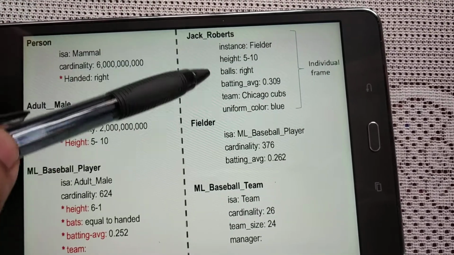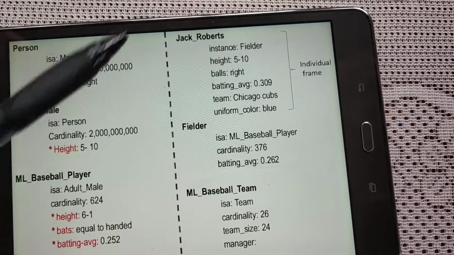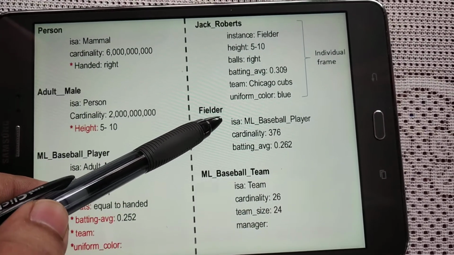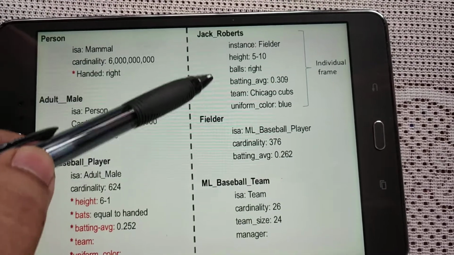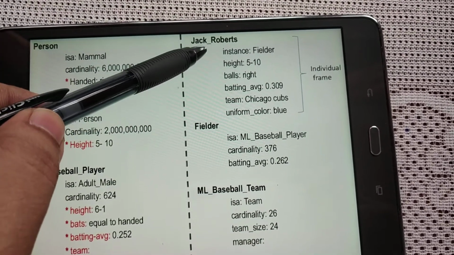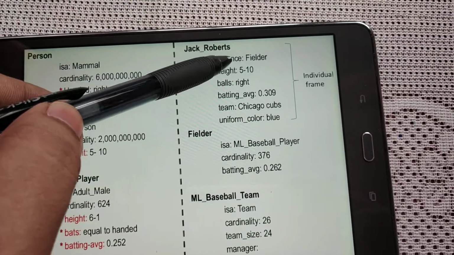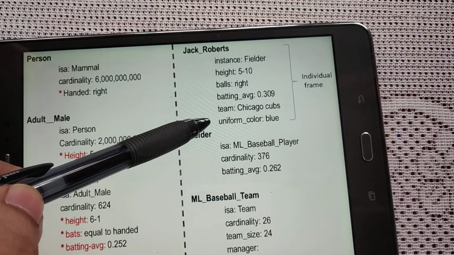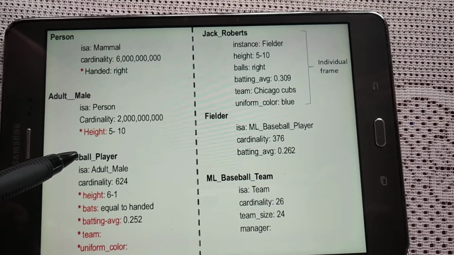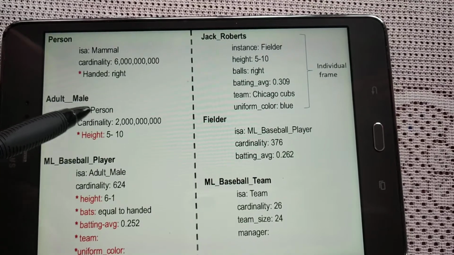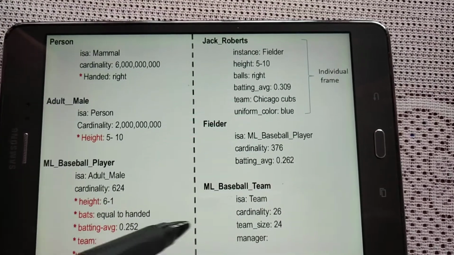But you consider this individual frame here. Jack Roberts is an instance of fielder. What it means is there is this subclass of a superclass called ML baseball player. That subclass is called fielder, and one of the instances or objects of this fielder class is Jack Roberts. So it's an object or an instance of a class called fielder. Fielder itself is a subclass of a superclass called baseball player. Baseball player is a subclass of a superclass called adult male, and adult male is a subclass of a superclass called person. So I think you can visualize the hierarchy.